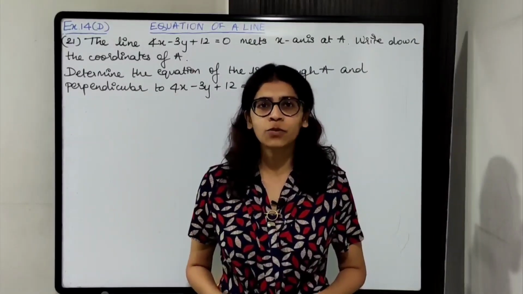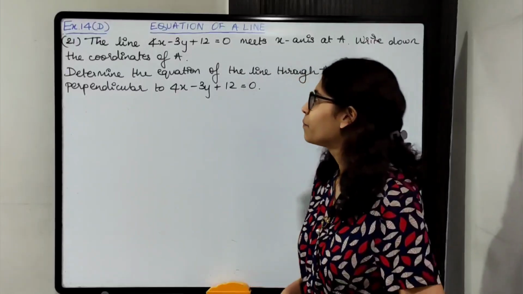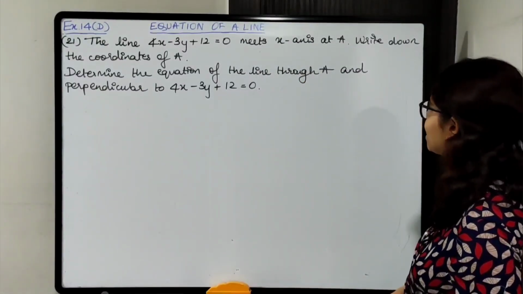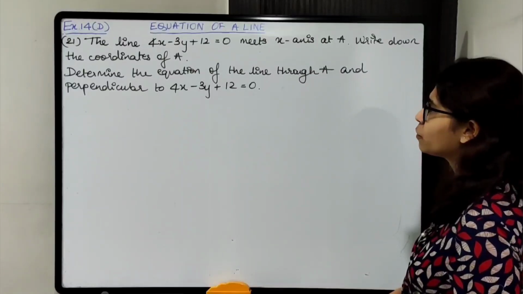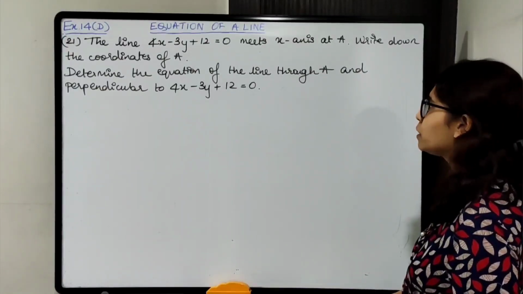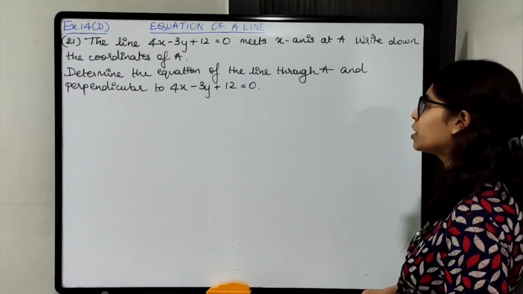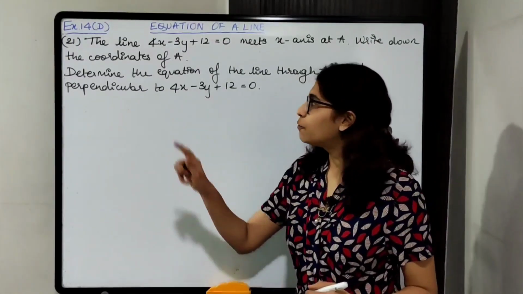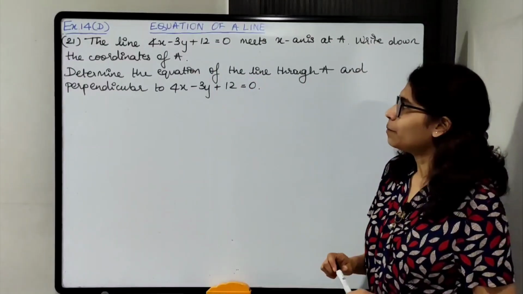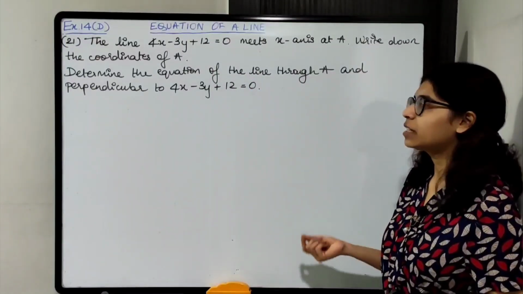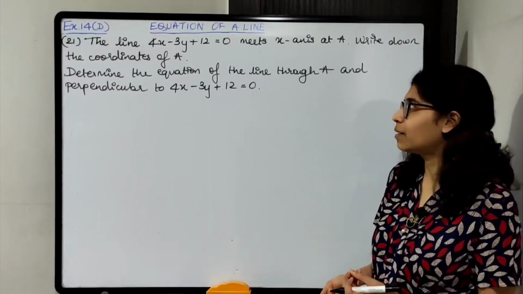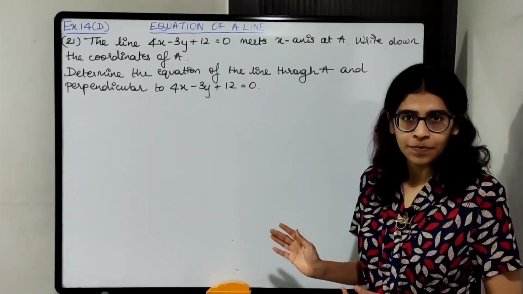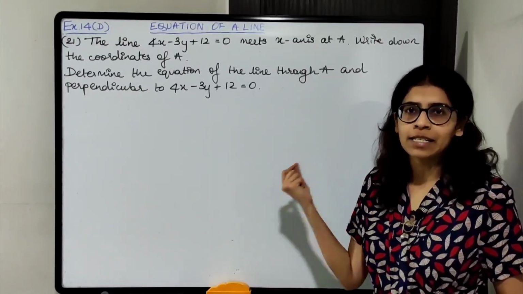Let's solve the next question. Question number 21. The line 4x minus 3y plus 12 equal to 0 meets x-axis at A. Write down the coordinates of A. Determine the equation of the line through A and perpendicular to 4x minus 3y plus 12 equal to 0. First part consider करते हैं पहले. There is a line 4x minus 3y plus 12 equal to 0. Equation दिया है and it meets x-axis at A. It is cutting x-axis at some point.